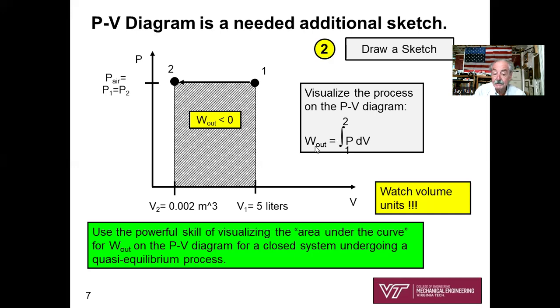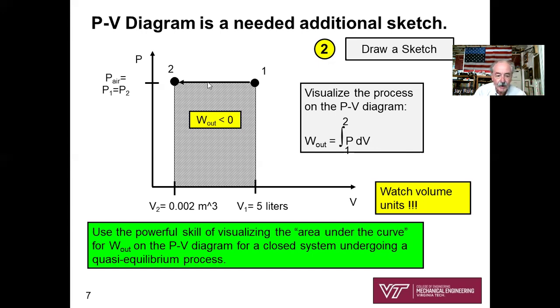Here's my governing equation. W out is the integral from 1 to 2 of P dV. What have I shown on my sketch? Here's state 1 at V1, 5 liters. Here's state 2, a lower number, V2 is 0.002 cubic meters. I've got to fix these units, okay? But what's the power of showing this sketch? The power is saying, I realize I've got to integrate. Now I've got a visualization of the integral.